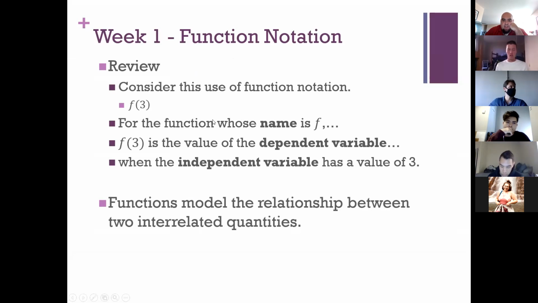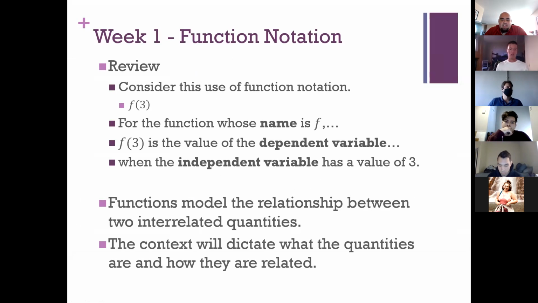So again, functions model the relationship between two interrelated quantities. You've probably heard the language of inputs and outputs before. So in this case, our independent variable would be the input variable. So whatever 3 represents, I want that function to tell me, when you have 3 of this quantity, it results in f of 3 of some other quantity. So the context will dictate what the quantities are and how they're related.